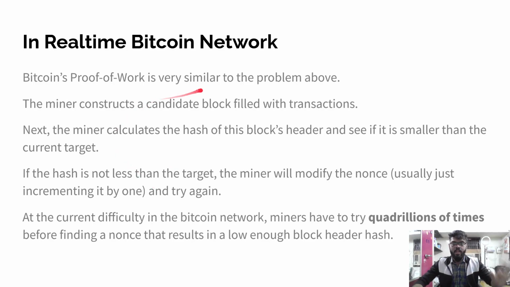Now in a real-time blockchain network, Bitcoin's proof of work is very similar to the above problem. In real time the same thing happens. Miners construct a candidate block filled with transactions. Next, the miner calculates the hash of the block header and sees if it is smaller than the current target. If not, the miner modifies the nonce, usually incrementing it by one, and tries again. Exactly what we saw in the Python script happens to the block header in the blockchain network. At the current difficulty in the Bitcoin network, miners have to do quadrillions of iterations to find the correct nonce value.